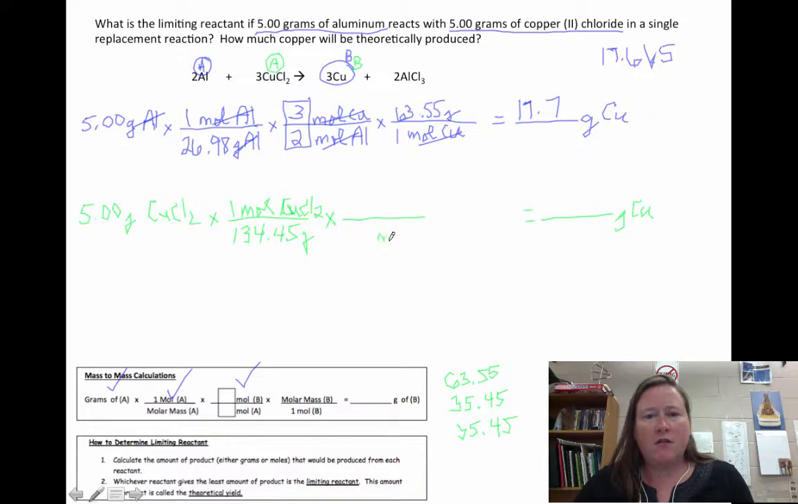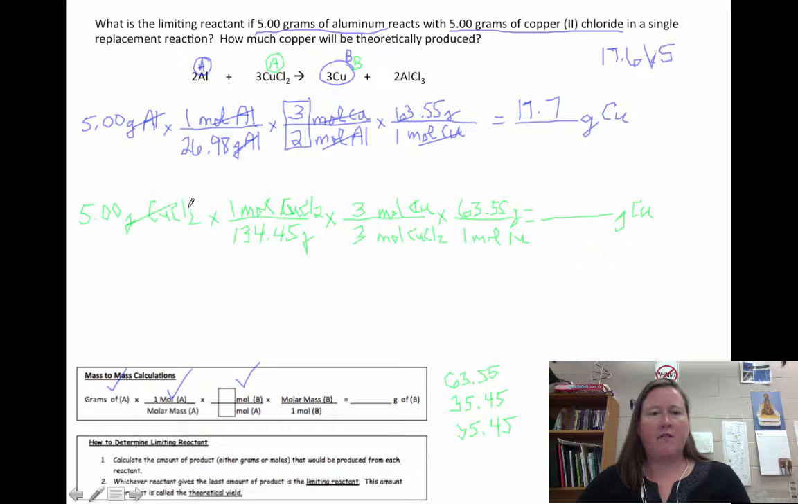I need moles of copper chloride here on the bottom and moles of copper on the top. And in this, it is a 3:3 ratio. 3 moles of copper for every 3 moles of copper chloride. And 1 mole of copper is 63.55 grams.